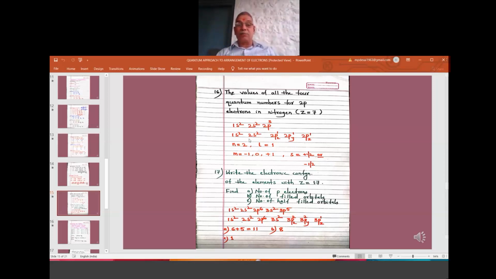Now for p, what is the value of l? For s orbital, l is 0, and for p orbital, l is 1. Therefore, l equal to 1. The second quantum number, the azimuthal quantum number, l equal to 1 for the 2p. Now, what is the m value? m is the magnetic quantum number. It tells how many orientations there are. In the p, there are 3: px, py, pz. So there are 3 values.